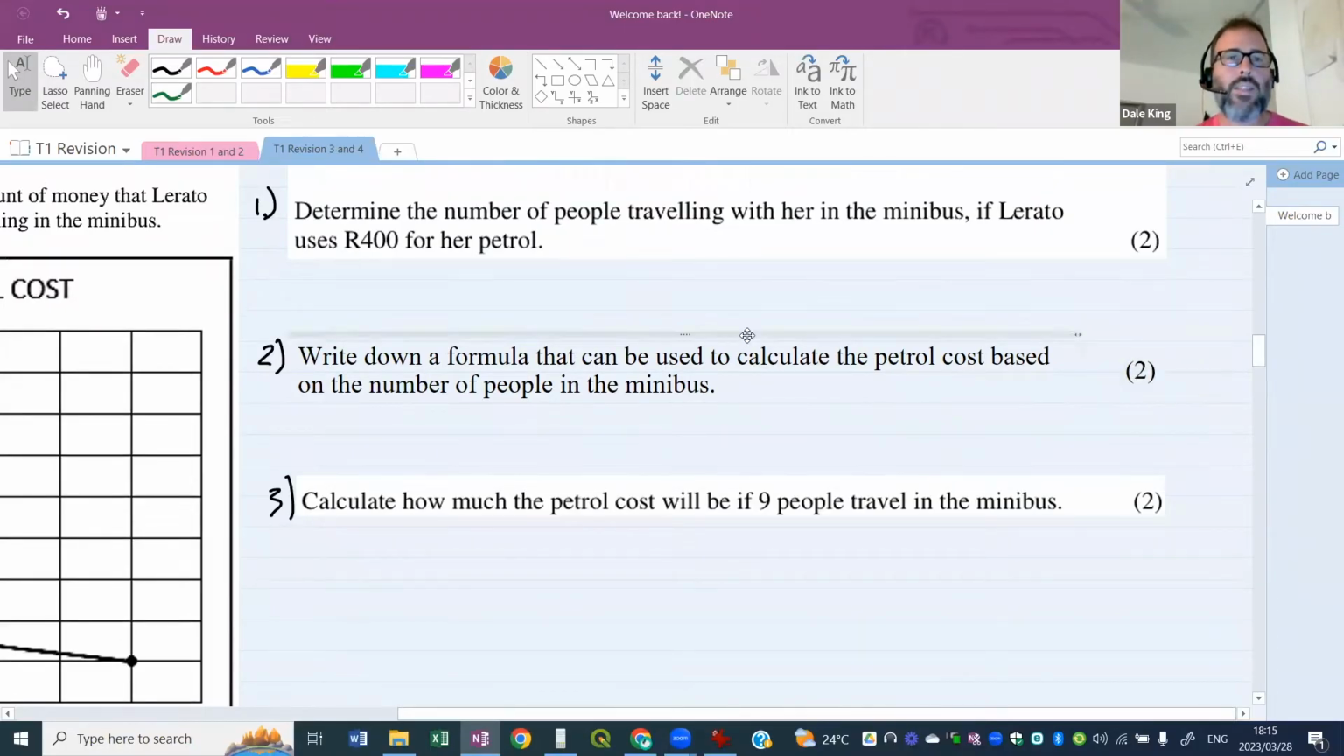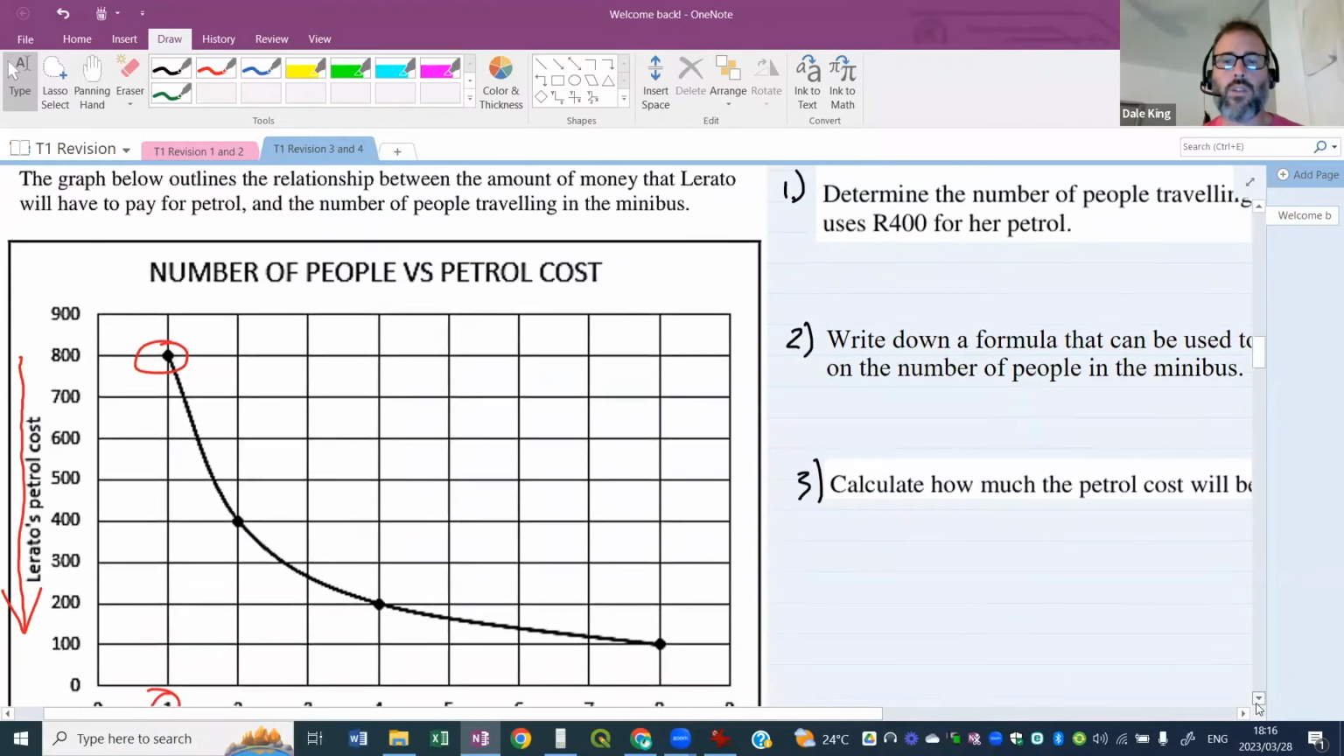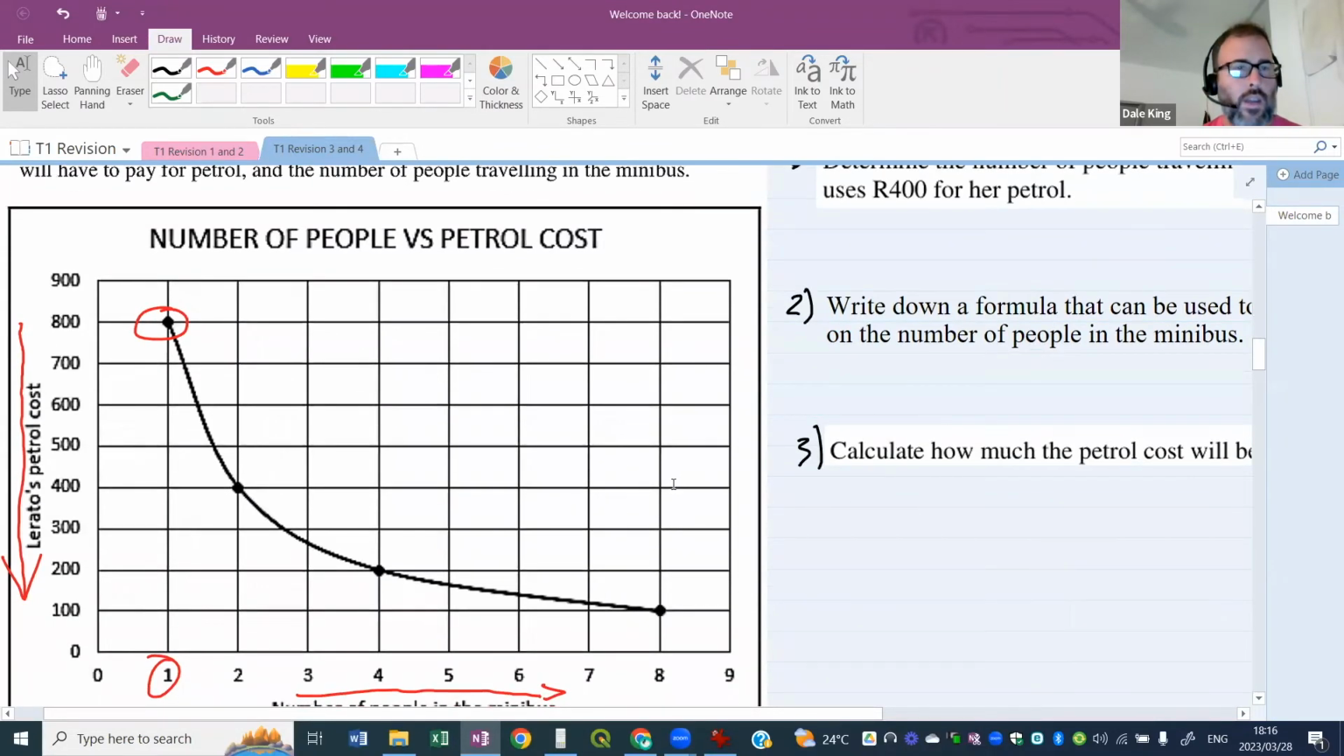Number 1, determine the number of people traveling with her in the minibus if Lorato uses 400 for her petrol. Now, we don't even have an equation for this. So we can use only what the question has given us so far. So it said determine the number of people if Lorato uses 400. The number of people for 400 Rand worth of petrol. So I'm going to scroll to the left and down again to have a look at the graph. Can anyone tell me the number of people for 400 Rand?